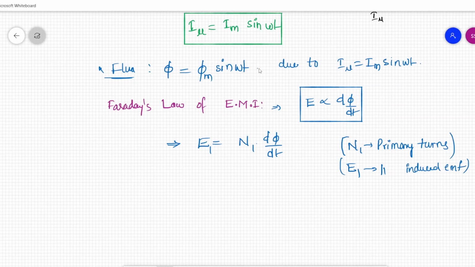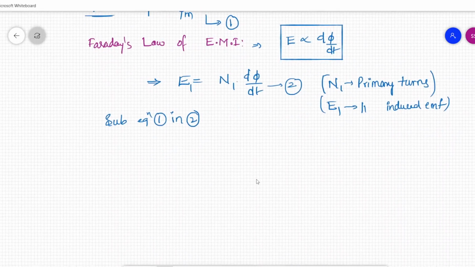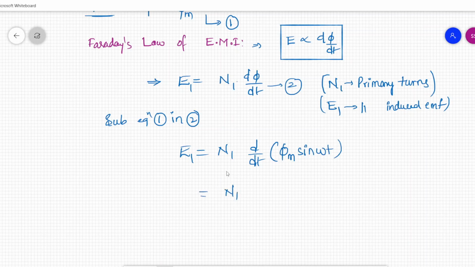Now I am going to substitute this phi value here. I am going to substitute equation 1. The AC flux is given as phi m sin omega t, so we have d by dt of phi m sin omega t, and that will be N1 times that. Actually there will be a minus sign. This is due to Lenz's law.